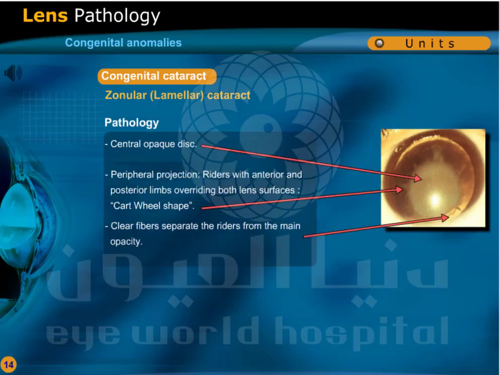Peripheral projections, which are riders with anterior and posterior limbs overriding both lens surfaces, the so-called cartwheel shape. Clear fibers separate the riders from the main opacity.